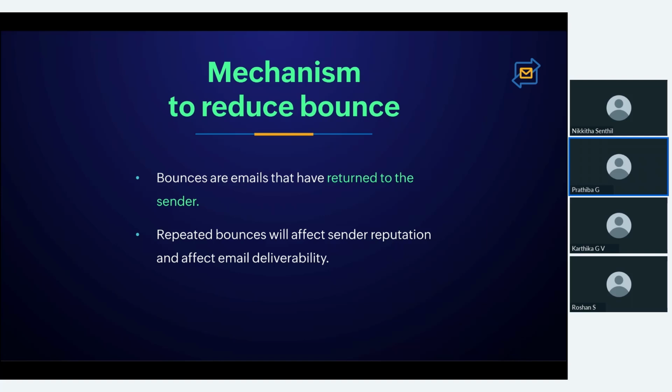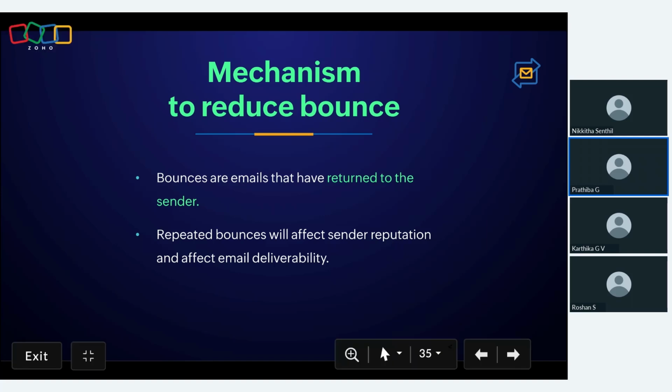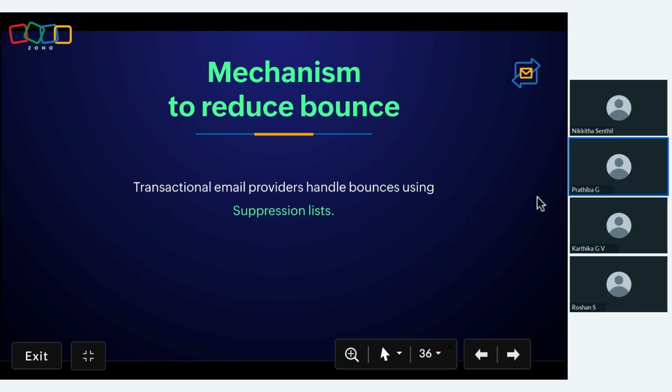Now, if Sam were to send out emails manually, he can remove the email addresses from the list and proceed. But in the case of automated emails, he has to have a mechanism in place that will help him overcome these bounce challenges. Transactional email providers have a solution for this. They do this in the form of suppression lists. Email addresses causing bounces can be added to this list and no further emails will be sent to them.